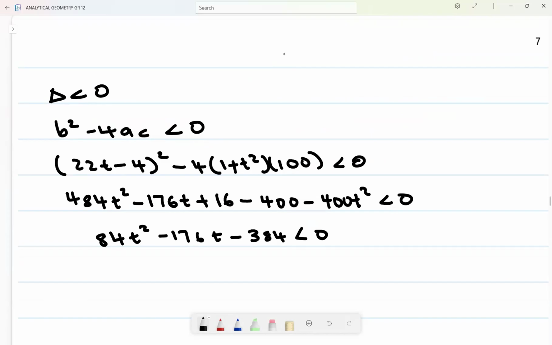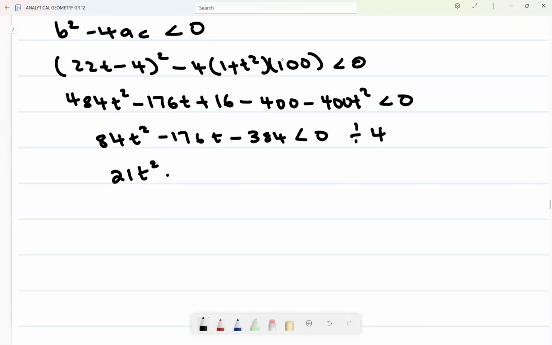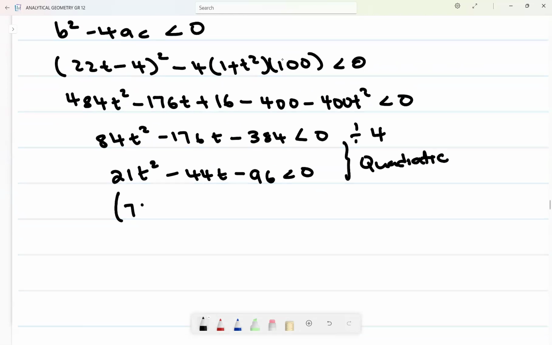When I divide by 4, I get 21t squared minus 44t minus 96 is less than 0. Guys, you can automatically use quadratic here. When you use quadratic, now I get something like 7t minus 24 is a factor, as well as 3t plus 4 less than 0.